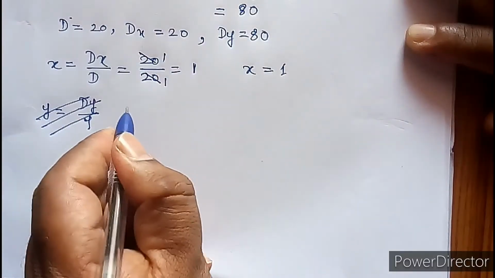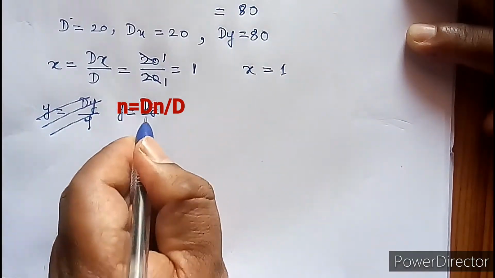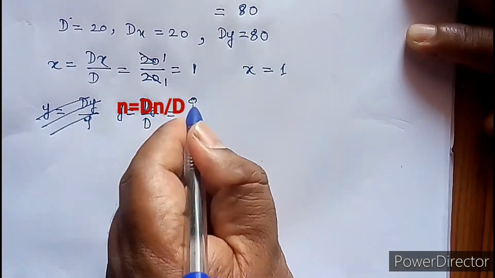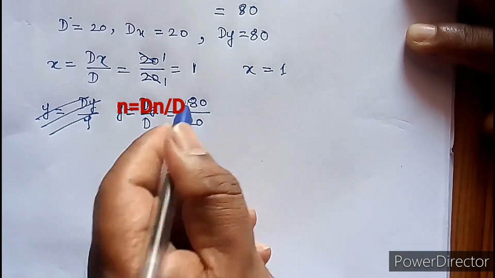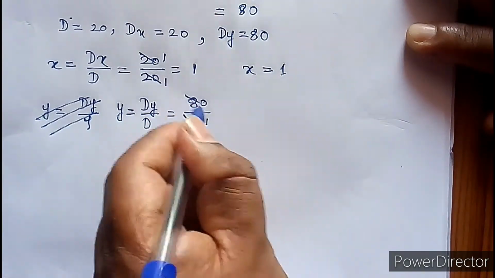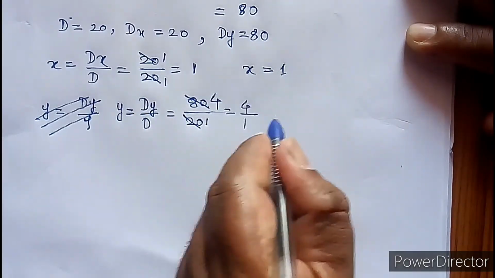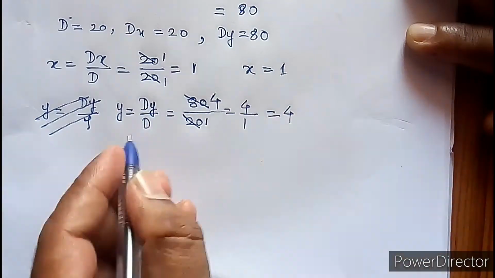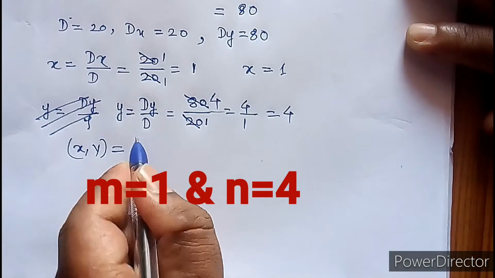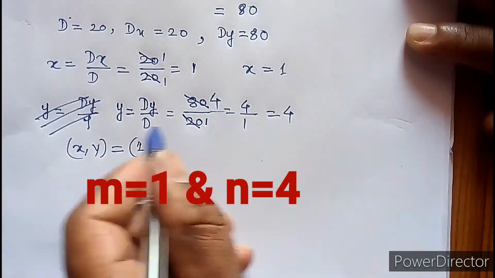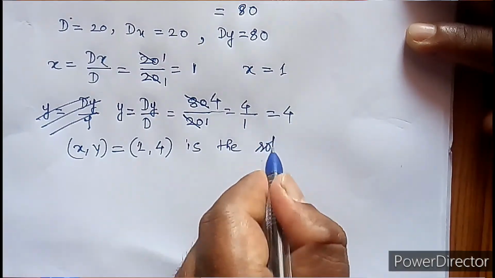Now we have to find the value of y. The formula for y is dy divided by d. The value of dy is 80, write down here 80, divided by d, the value of d is 20, write down here 20. 80 and 20 are divisible: 20 one time, and 80 is divisible by 20 four times, therefore 4 by 1 equals 4. We get the value of y equals 4. That is, the value of x is 1, write down here 1, comma, the value of y is 4, write down here 4, is the solution.